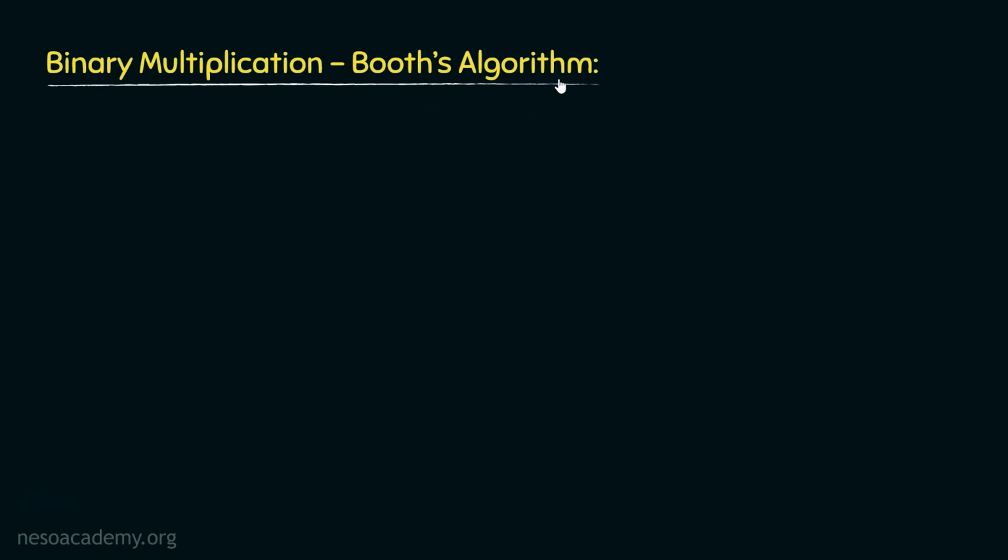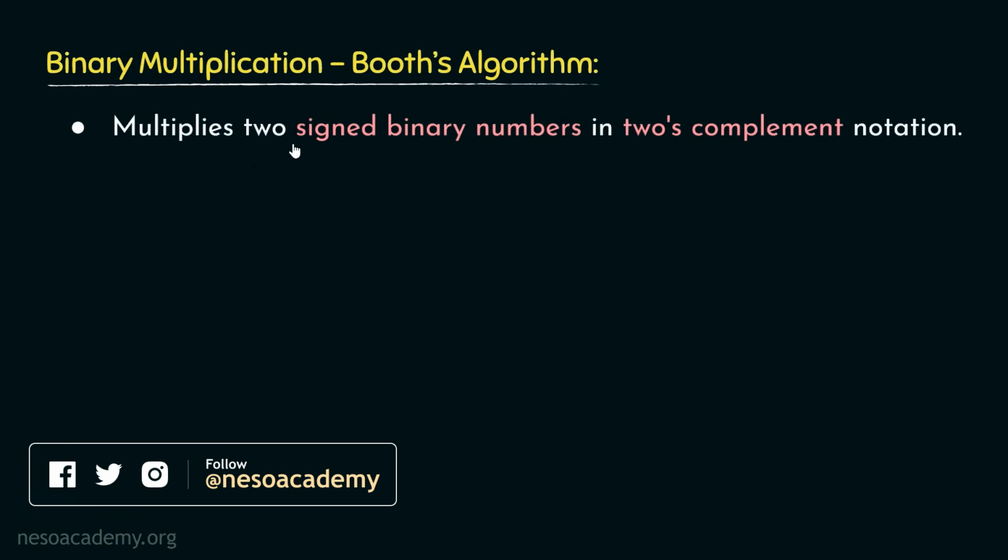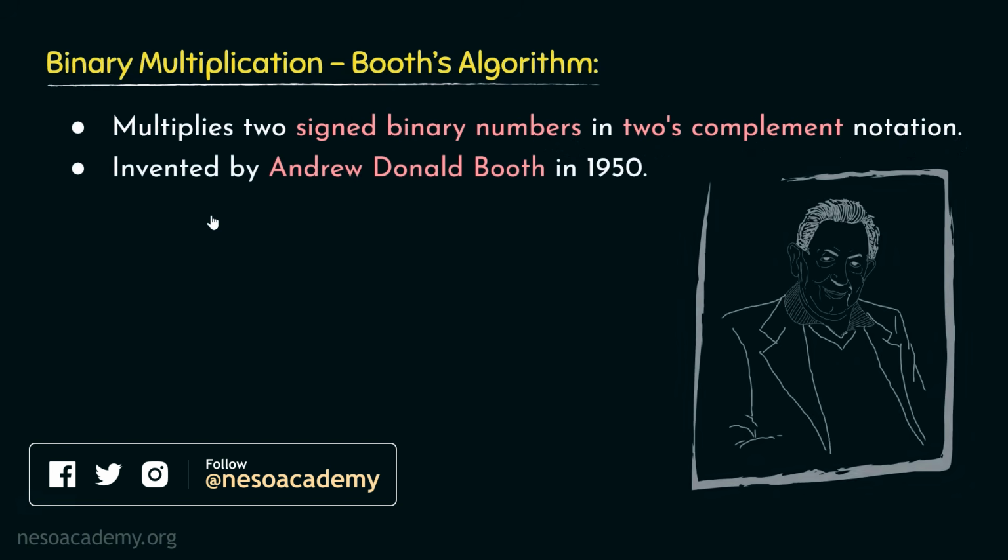Now using Booth's algorithm, we can multiply two signed binary numbers in 2's complement notation. And this algorithm was invented by Andrew Donald Booth in 1950 during his research on crystallography. Let's now dive into the concept of Booth's algorithm.